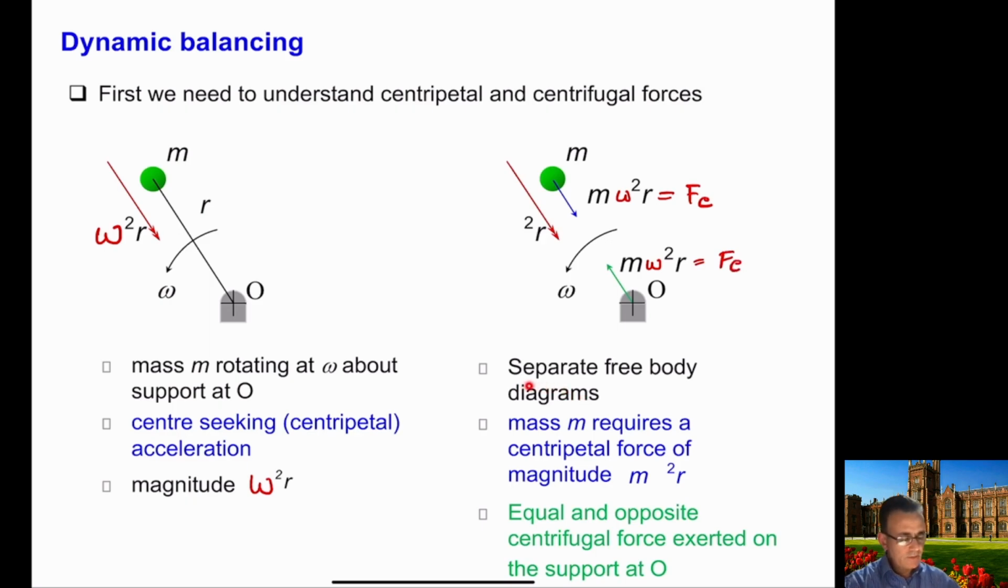So if we separate these two points, that is, if we want to draw the free body diagram, the mass m requires a centripetal force of magnitude m omega square r, and therefore an equal and opposite centrifugal force is exerted on the support at O.